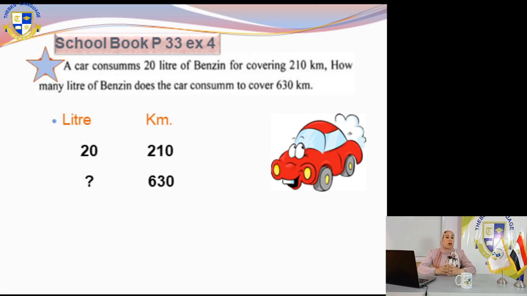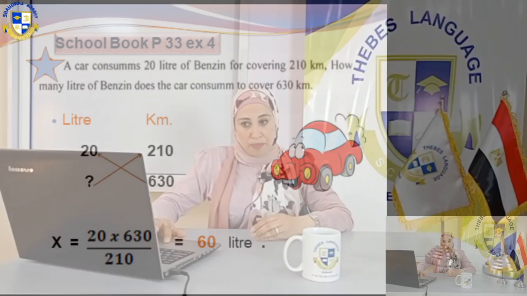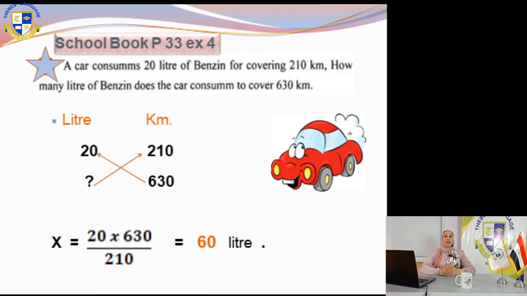Now the missing number is under what? Under the liter. So I'll cross multiply them. It will be x equal 20 by 630 over 210 equals 60 what? 60 liters. So I know now I'll need 60 liters to cover 630 kilometers.